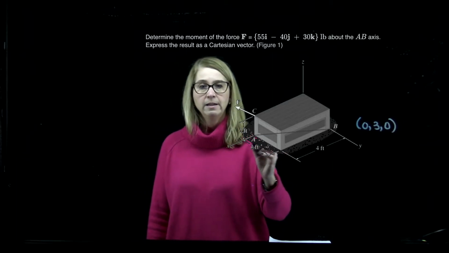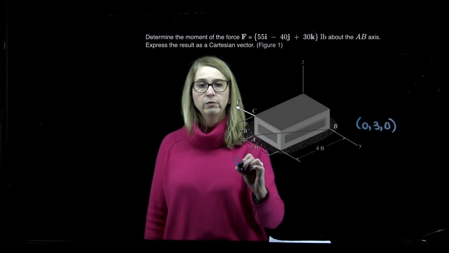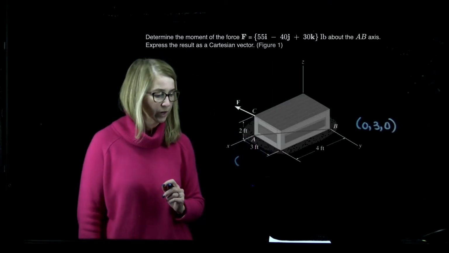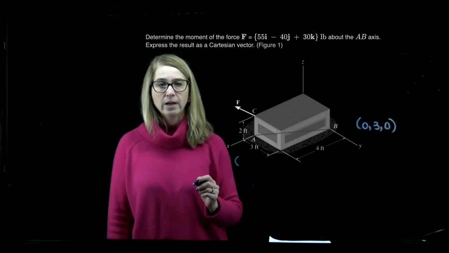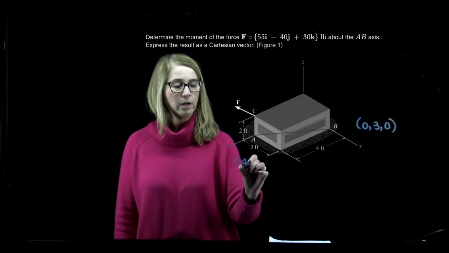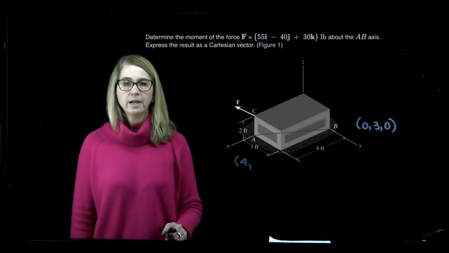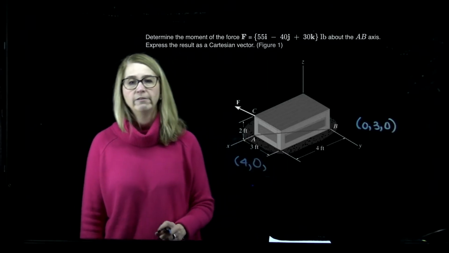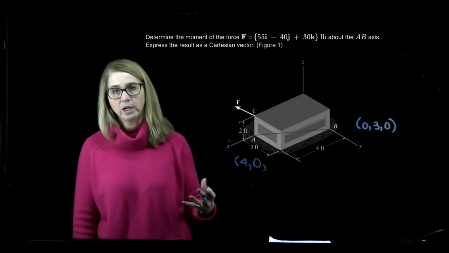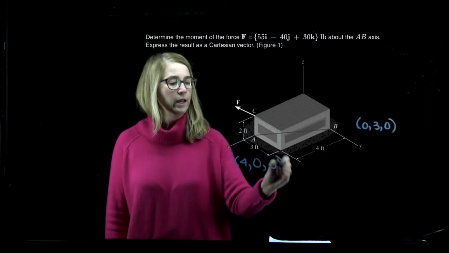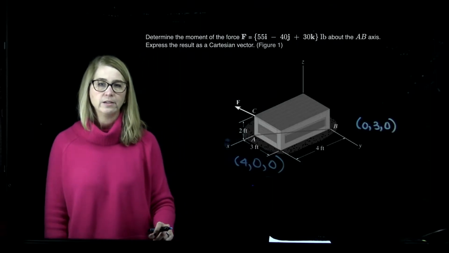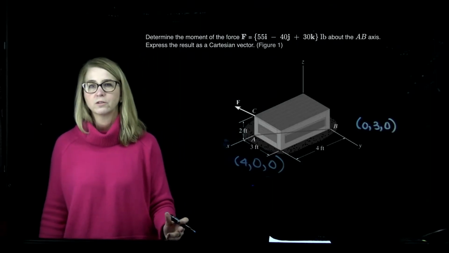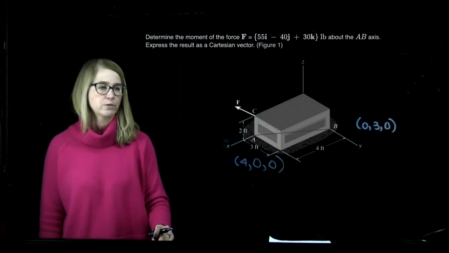Now for A, I'm going to try to figure out its coordinates. For A, it is on the x-axis, and so the length of the box along the x-axis is 4. Because it's on the x-axis, its y-coordinate is 0, and its z-coordinate is 0. All right, so that's good.